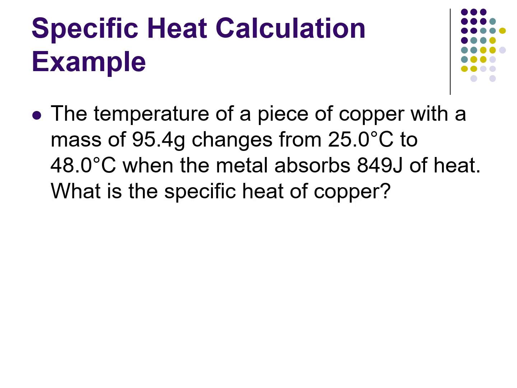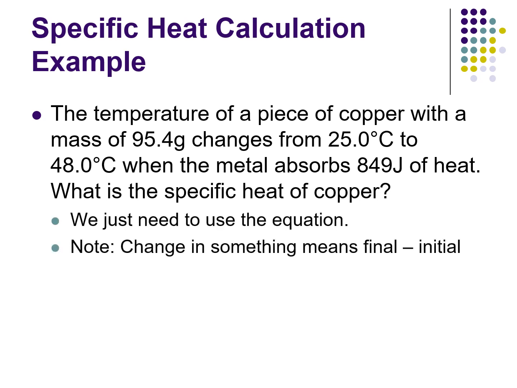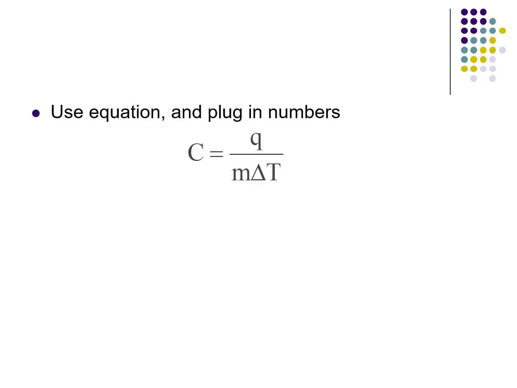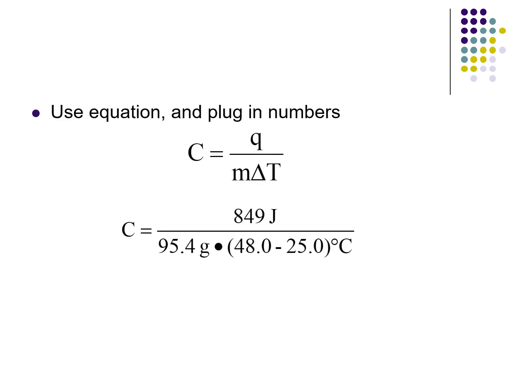So we have a piece of copper with a mass of 95.4 grams. We're changing it from 25 degrees Celsius to 48, and it's absorbed 849 joules of heat. What is the specific heat of copper? We just need to use the equation. So I take my equation, I plug in the numbers in the problem, and I get my answer. And that's a pretty reasonable specific heat.